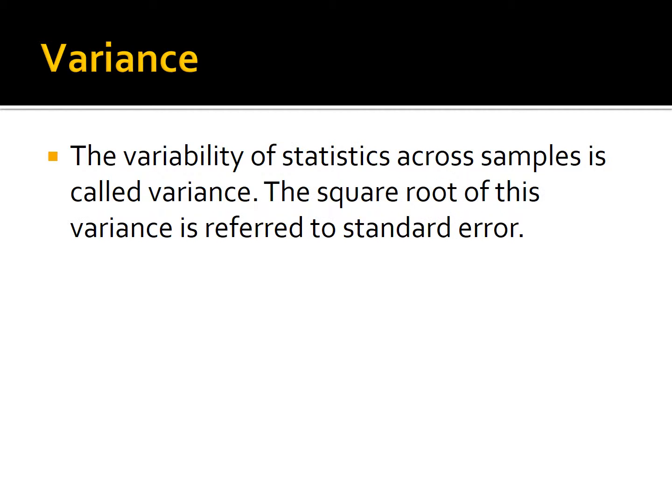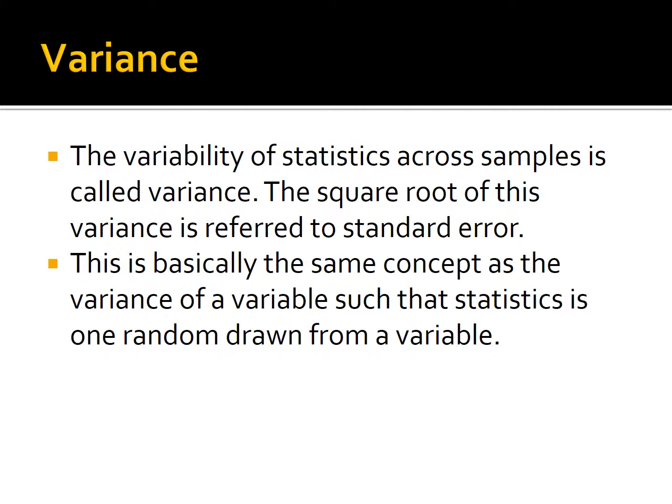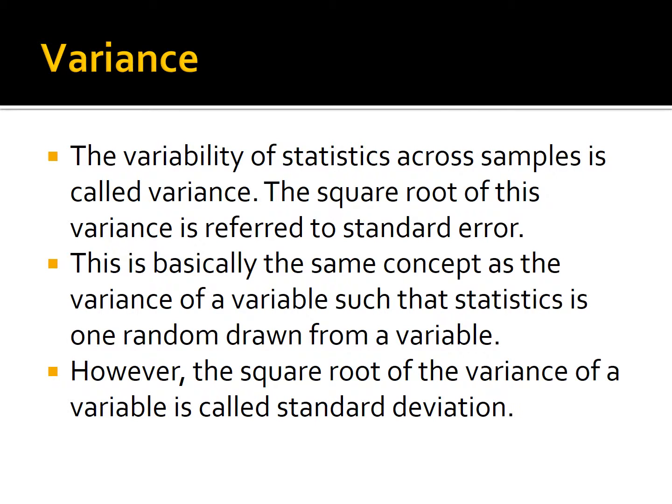Next, variance. The variability of statistics across samples is called the variance. So the square root of this variance is called the standard error. However, this is basically the same concept as the variance of variables, such that a statistic is just one random draw of a variable. In this case, we call the square root of the variance the standard deviation. Okay?